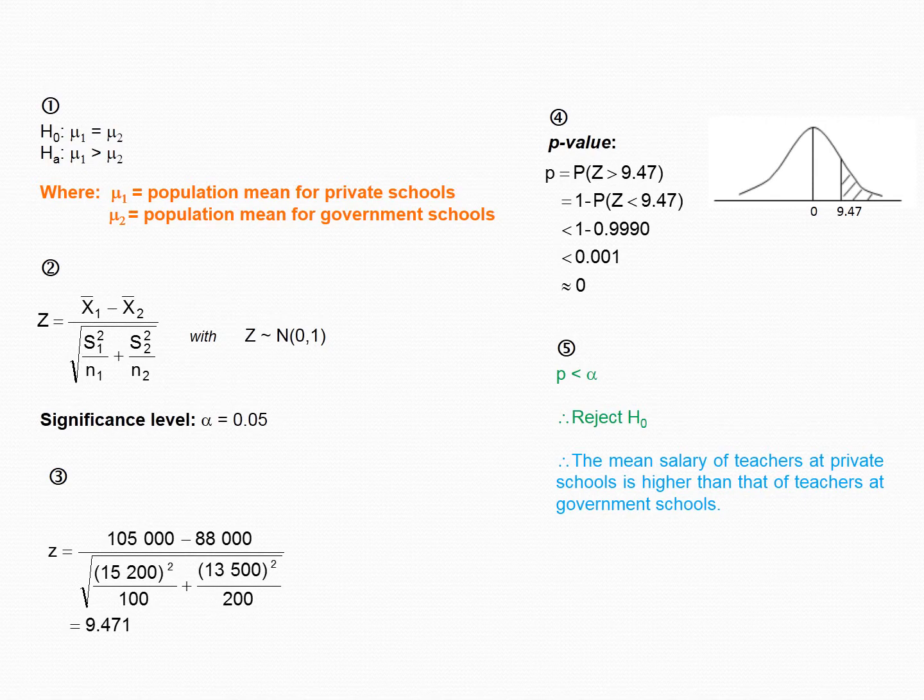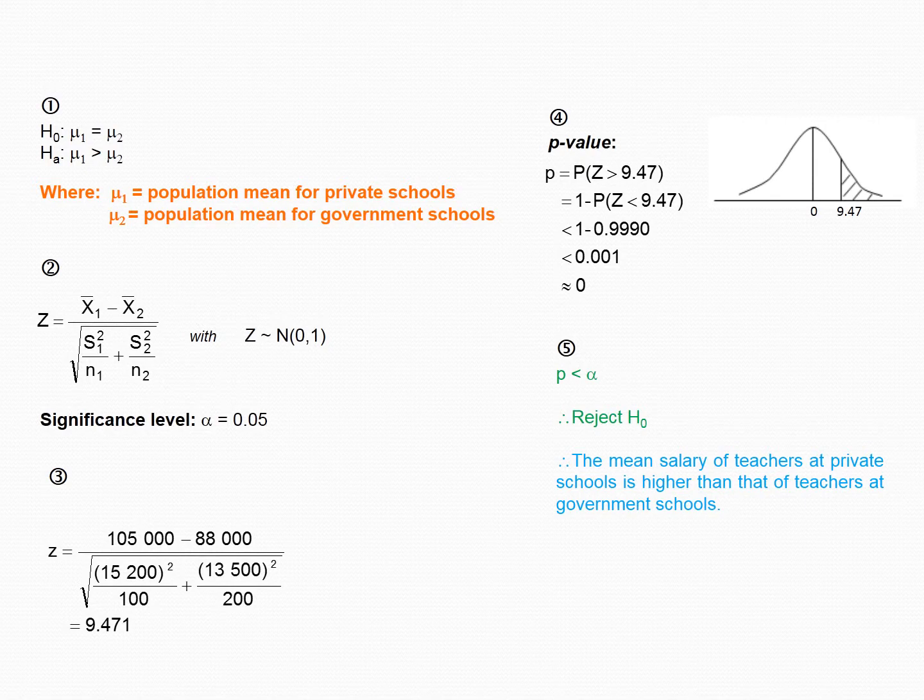Then we can substitute the sample data in step 3 to determine our Z value, and that will be 9.471. Then we can use that to calculate our p-value in step 4. So our p-value will be the probability that Z is greater than 9.47.